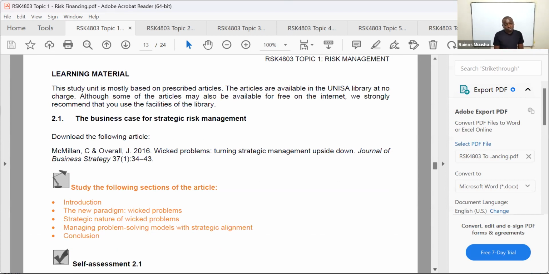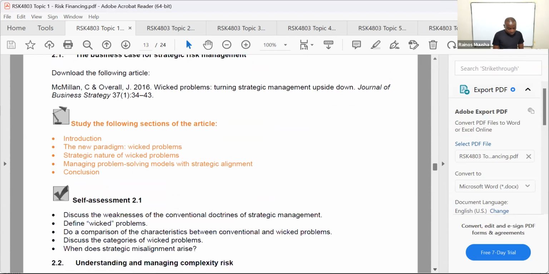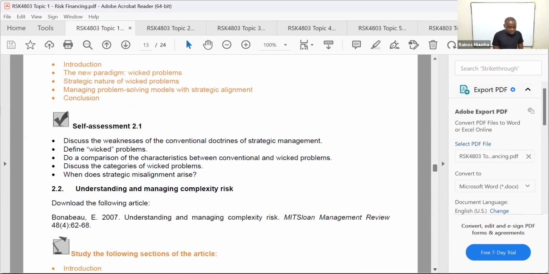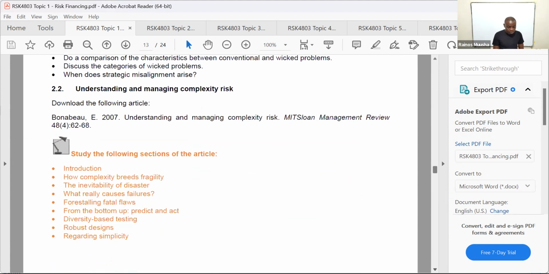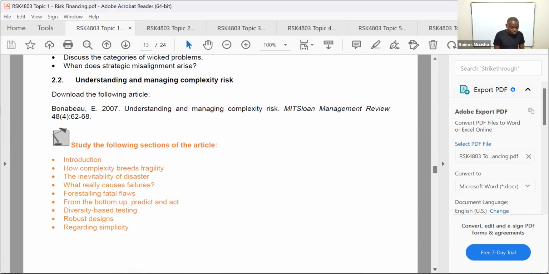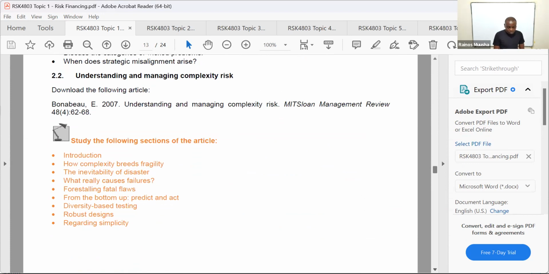So study unit 2, over the years, we have seen that it's one of those topics which are highly examinable because there's quite a lot of different angles that they can ask questions coming from study unit 2. So on 2.1, they look at the article, the business case of strategic risk management. And here, the main thing is basically looking at wicked problems. We're going to go through them with you in the next class. And then 2.2 looks at understanding and managing complexity.